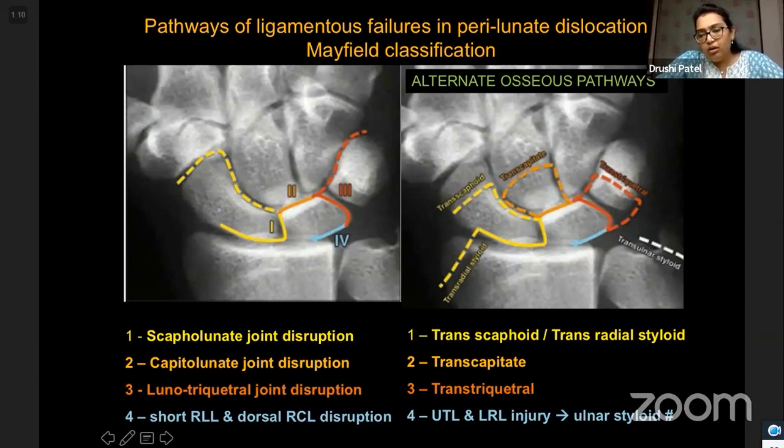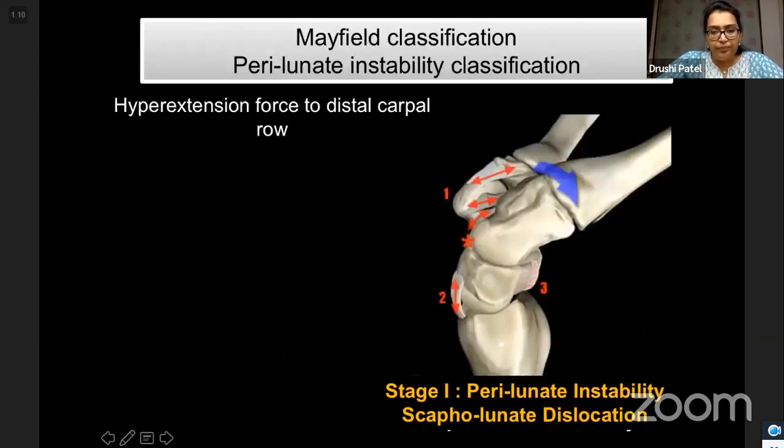Forces may be transmitted across the ulnar styloid process, eventually resulting in an ulnar styloid fracture. So it helps to understand how the sequential changes occur. There might be a lot of write-up, but you focus on what I'm saying.